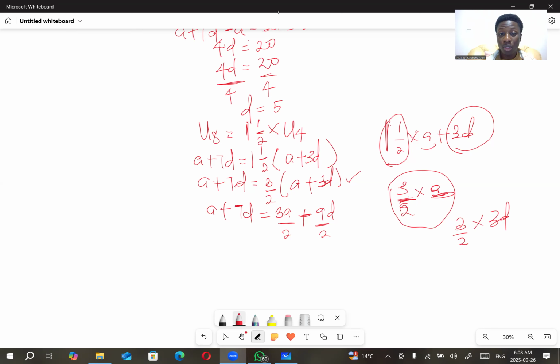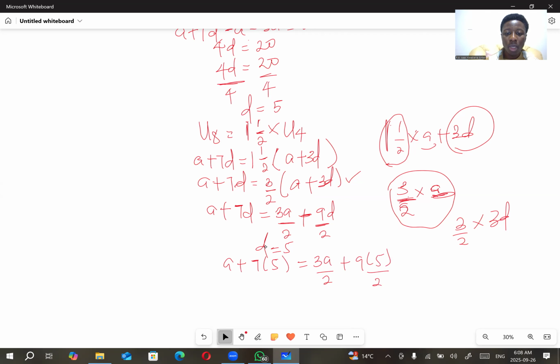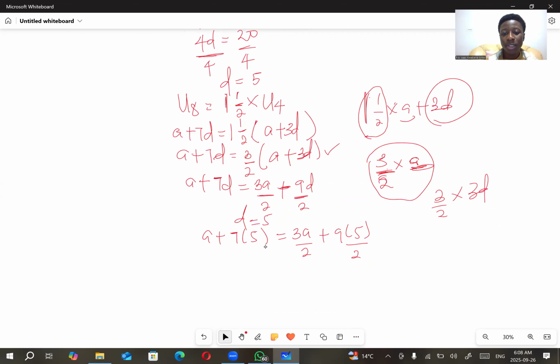But before you even continue, D, you know D. D is equal to what? 5. So you can substitute. So A plus 7 times 5 is equal to 3 times A all over 2 plus 9 times 5 all over 2. Or you can choose to reduce it first before whatever you want to do. But I think substituting will be good. A plus 7 times 5, it's 35.